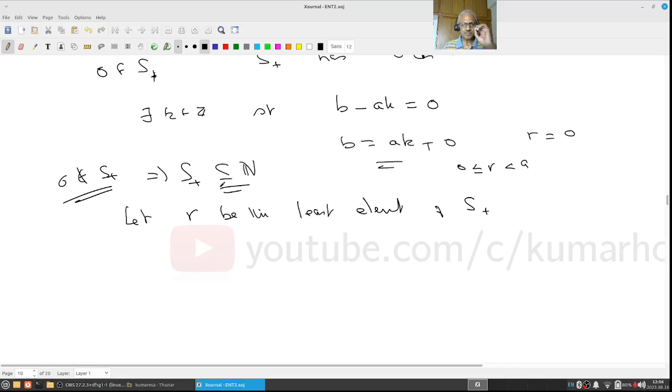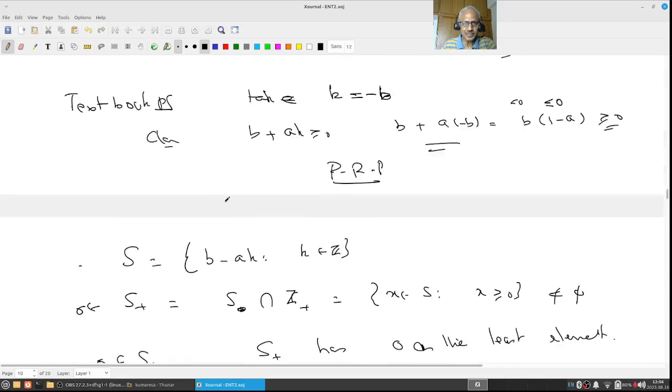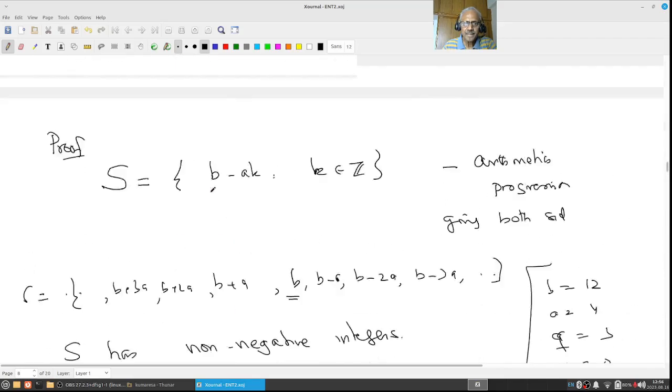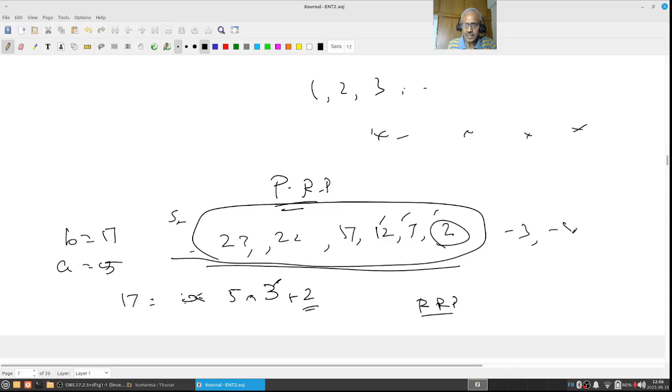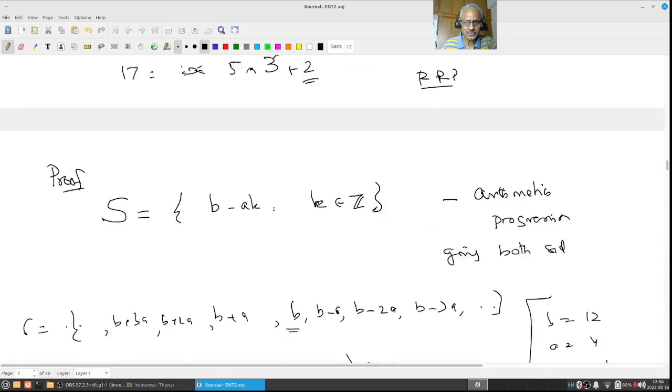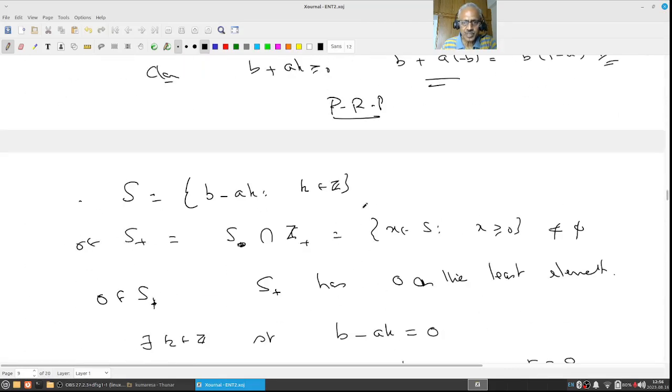Let's go back. It's best to learn mathematics rather than simply going line by line. Let's go back to the earlier example. You saw that 17 and 5. Then my S plus consists of only these elements. There is no 0. After that, when I take minus, I will get minus 3 and minus 8 and so on. You follow? The least element is 2. So everything is positive in S plus.